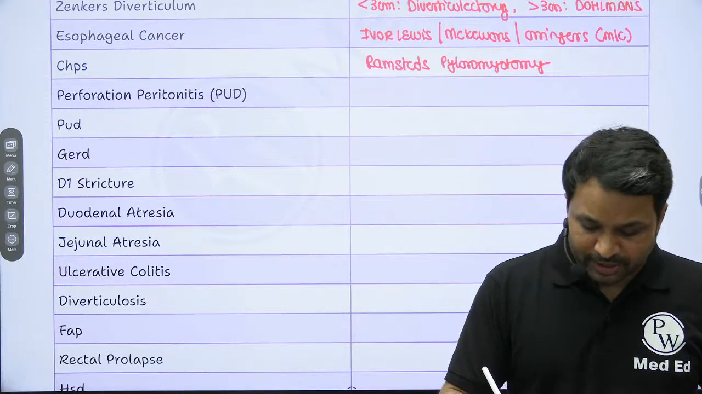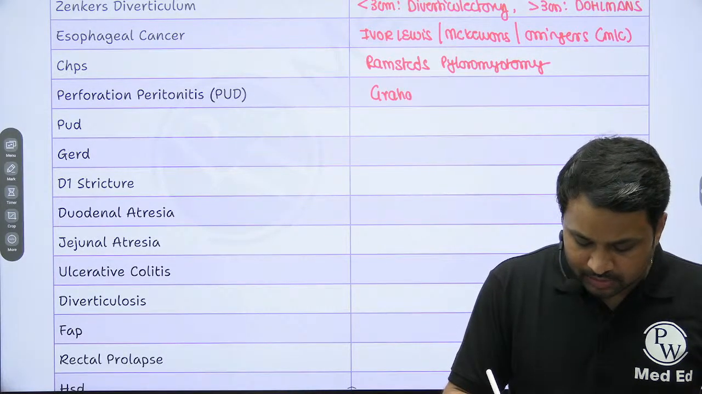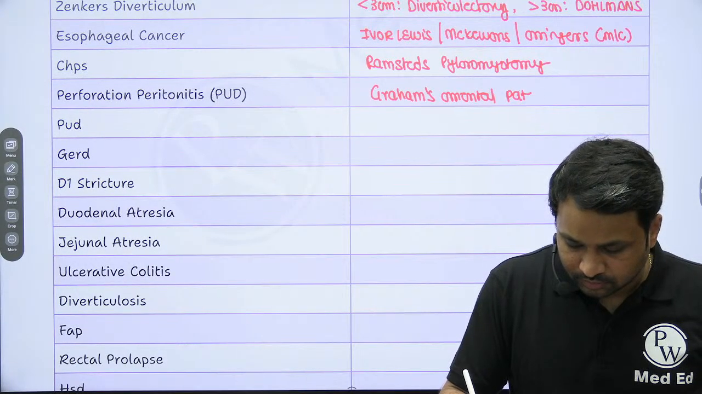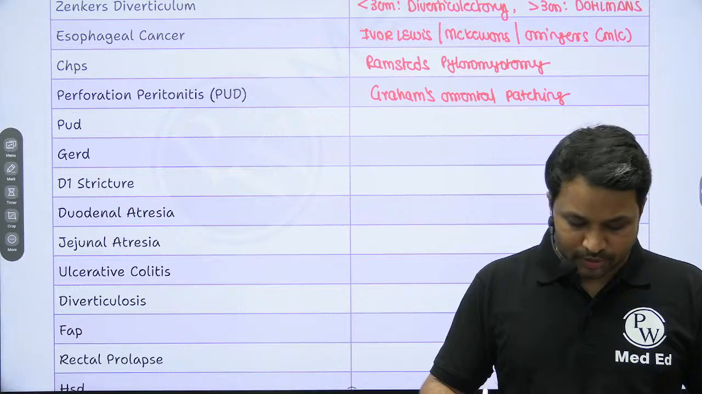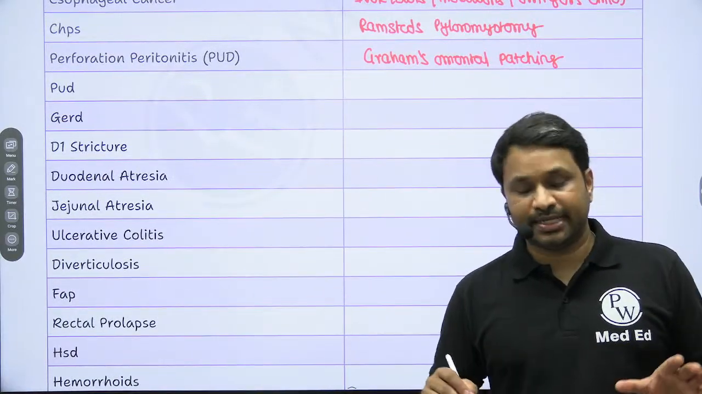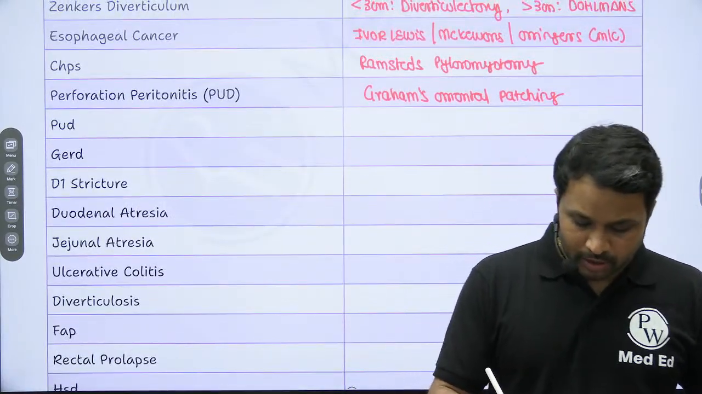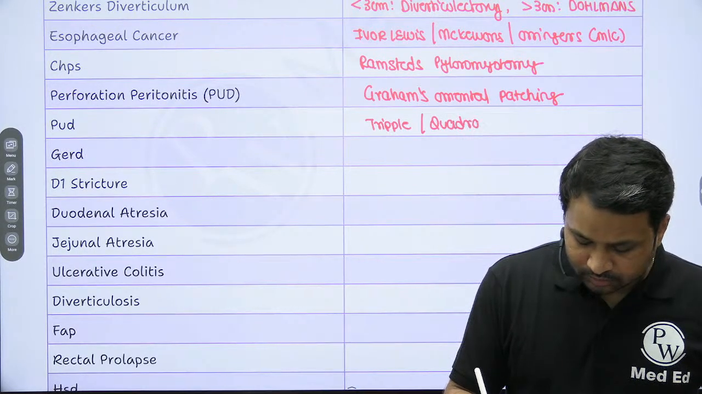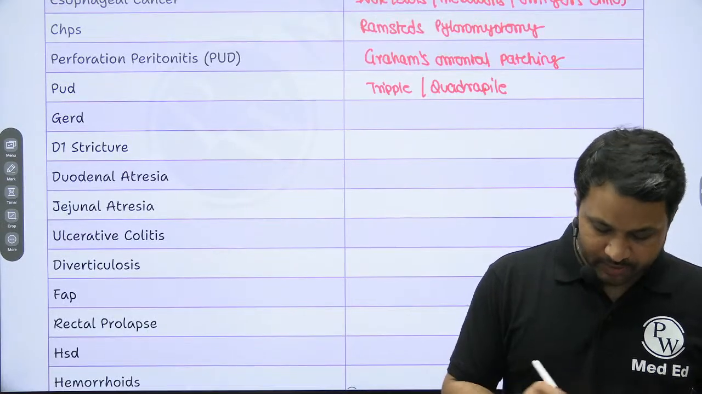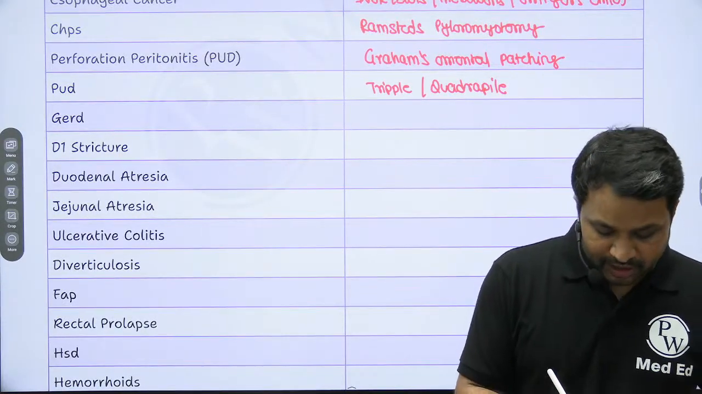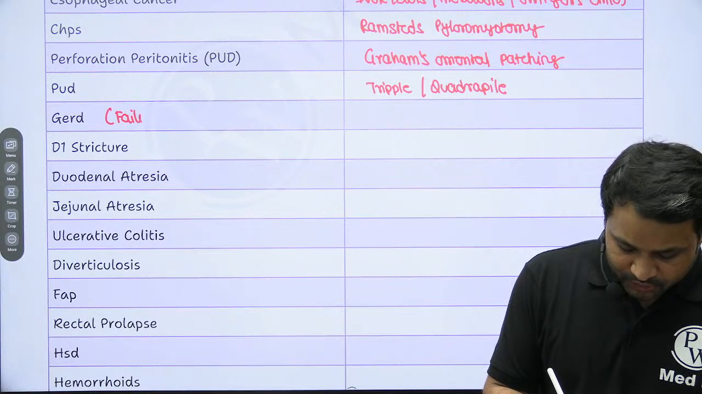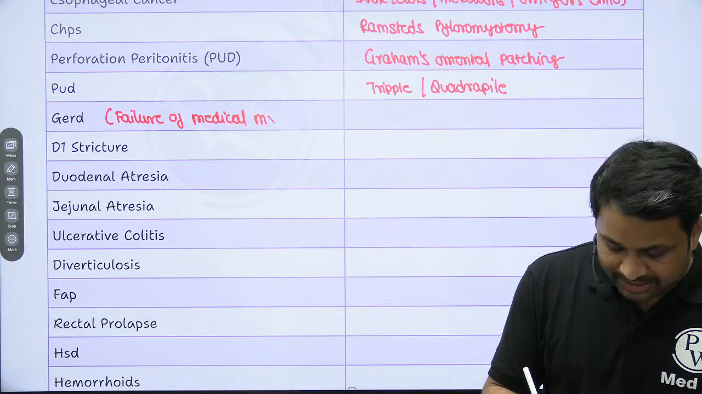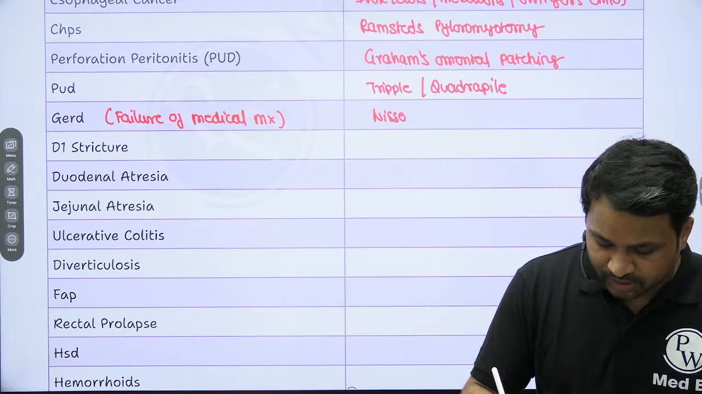For perforation peritonitis, it is going to be Graham's omental patching. For peptic ulcer disease, we can talk about either the triple therapy or the quadruple therapy. For GERD, if there is failure of medical management, then you will resort to Nissen's fundoplication.